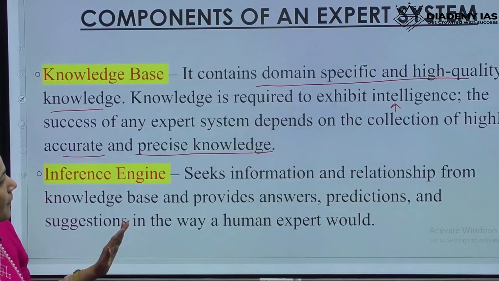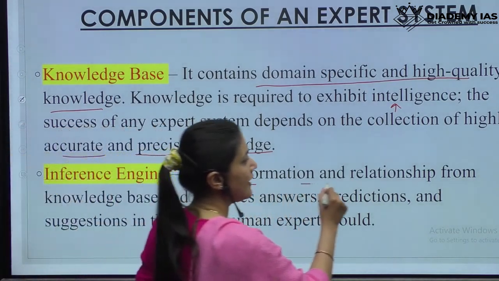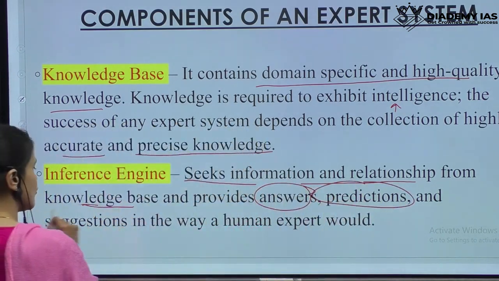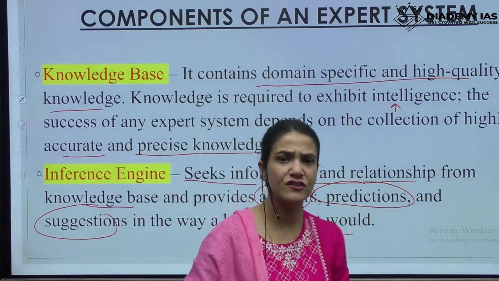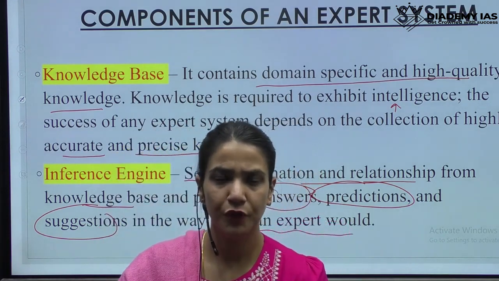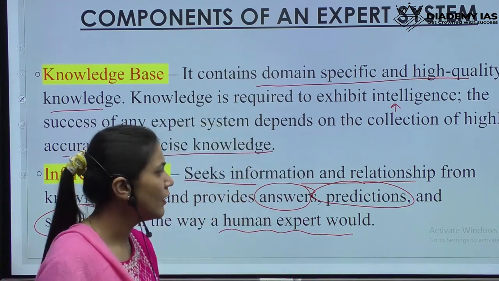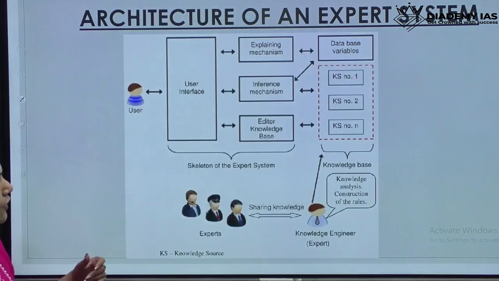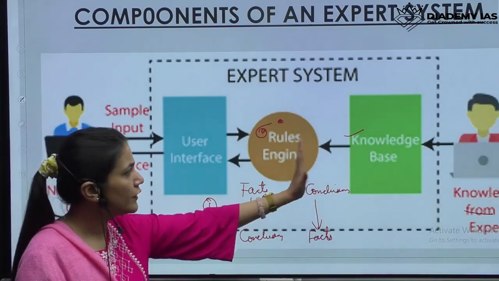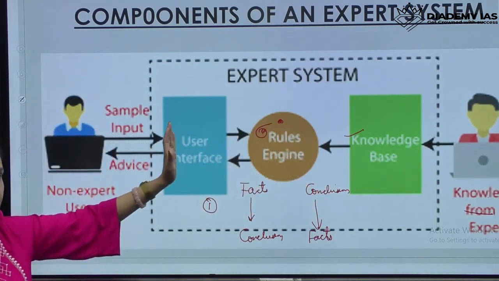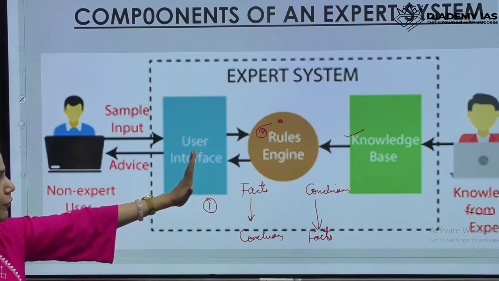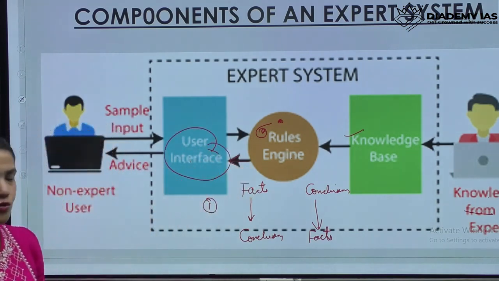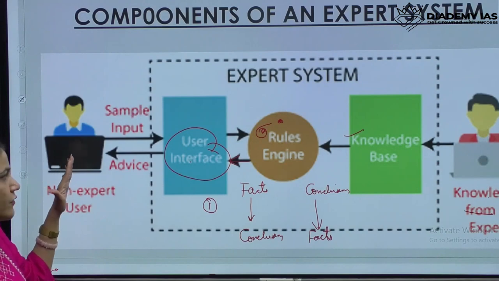So here the inference engine seeks information and relationships from the knowledge base and provides answers, predictions and suggestions in the way a human expert would. It is just like interacting with an expert human, but since we are using a computer based system, the answers, predictions and suggestions are fetched. Depending upon the inference engine, these suggestions and solutions are provided back with this back arrow. I hope you can see that here. Again, through the user interface, the non-expert user is going to receive the advice.